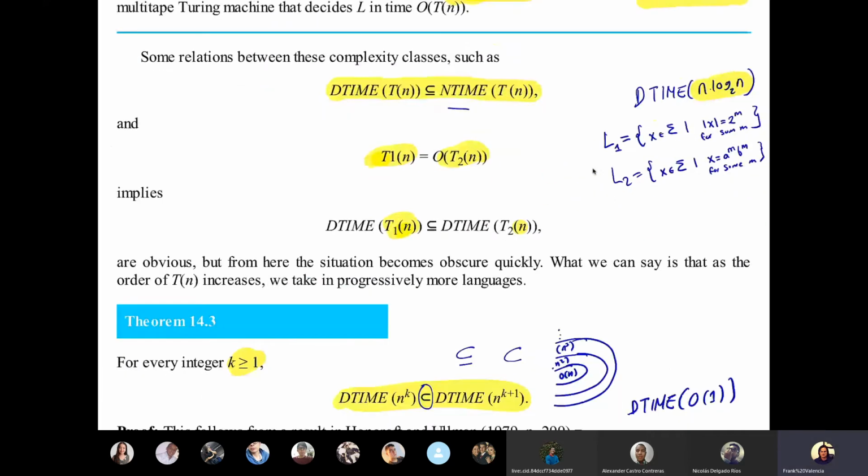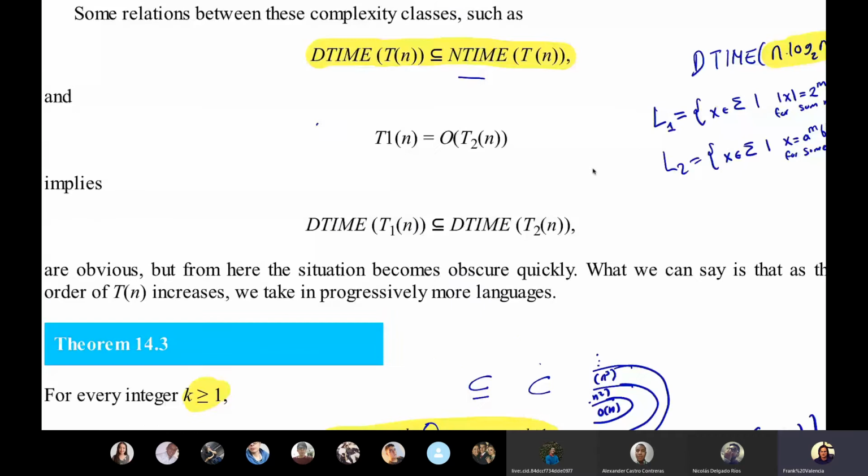And this other property, I'm going to write it a little bit better. It says, if this happens, then this happens. So if T1 of n is of the order of T2 of n, then the set of languages in DTIME T1 of n is included in DTIME T2 of n.